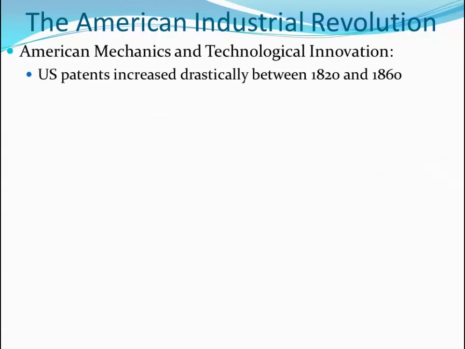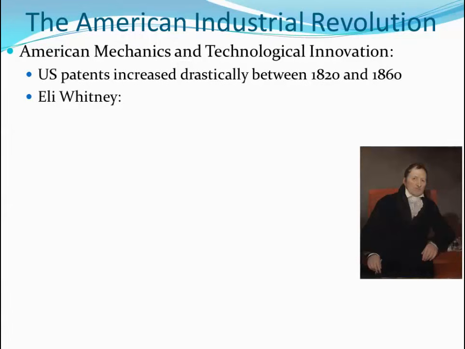Between the years 1820 and 1860, U.S. patents increased drastically. A patent is when you apply for an invention so that others cannot copy it. Eli Whitney is a hugely important person I'm sure you're familiar with. Most people are familiar with him inventing the cotton gin in 1793, which separated cotton from its seeds and increased the ability of one worker to separate seeds from cotton. This helped lead to an increase in slavery, because slavery exploded as a result of this. More farmers wanted more land to grow cotton. More cotton equals more profits.